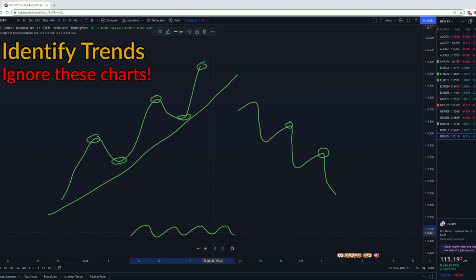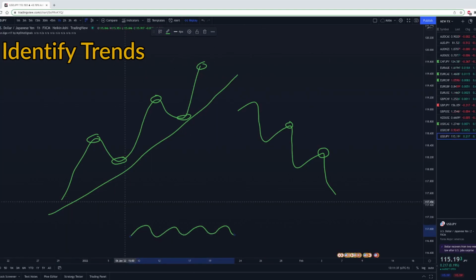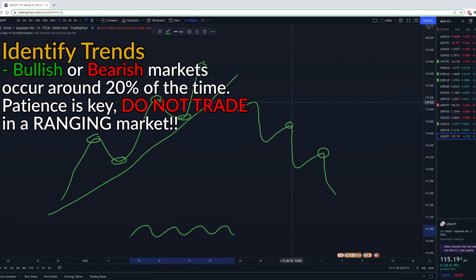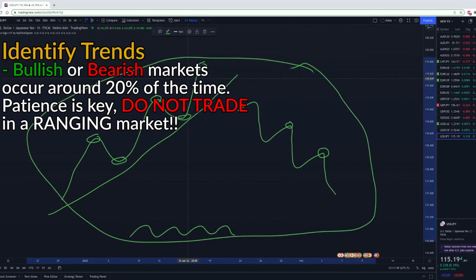There are millions of other charts on TradingView that you can be trading at any given time, but if you see a chart like this where it's just ranging, you want to completely ignore it and then just wait for a better opportunity. Charts are only going to be trending where it's going to be going up or down, like one of these 2 signals here.